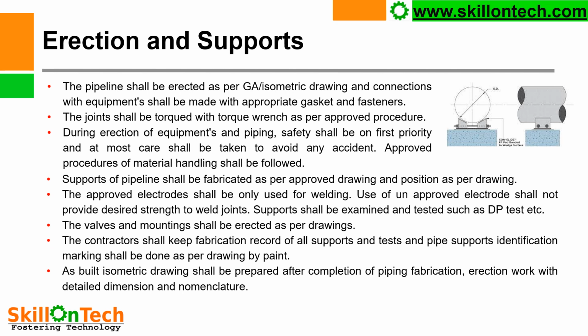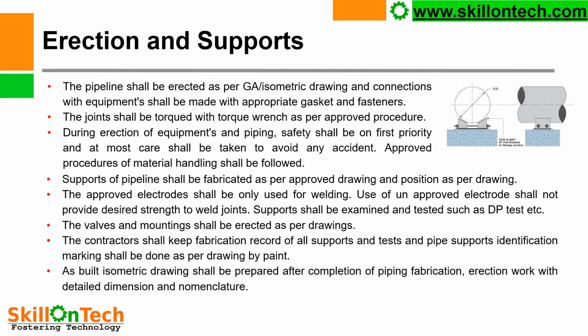The gasket shall be as per the pressure and temperature, as per the design of the flange. And quality fasteners shall also be used. A193 Grade B7 with 2HM nuts for carbon steel pipelines shall be used. The joint shall be torqued with a torque wrench as per approved procedure.